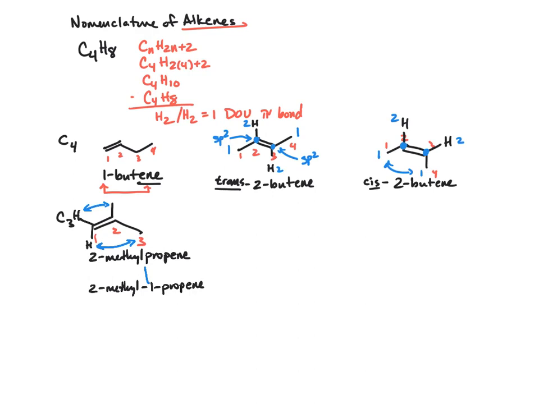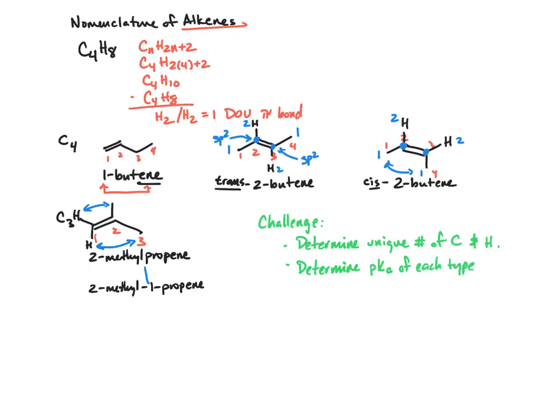So as a challenge to yourself, you can determine the unique number of carbon and proton signals in the NMR experiment. And also at this point, determine the pKa of each type of CH, and then rank them from most acidic to least acidic or vice versa.